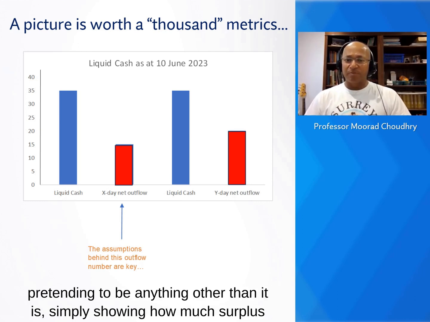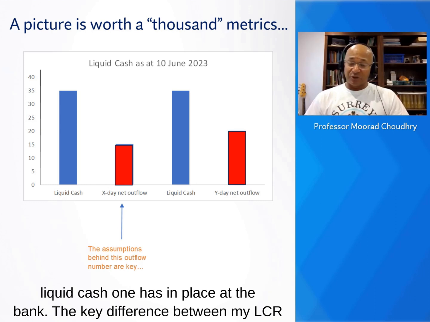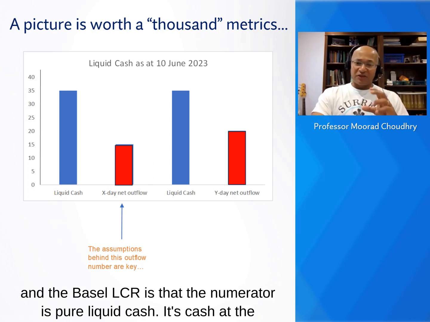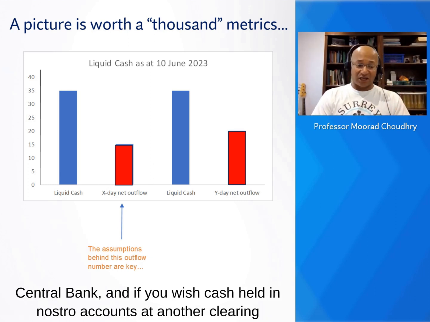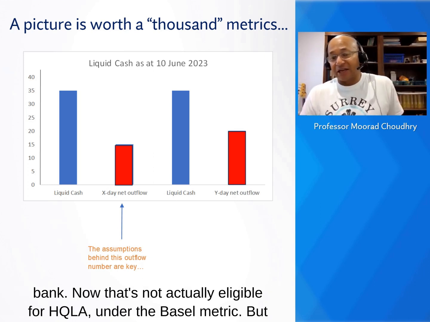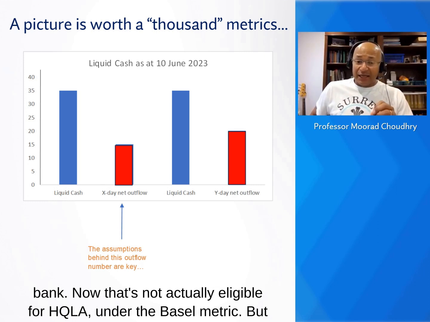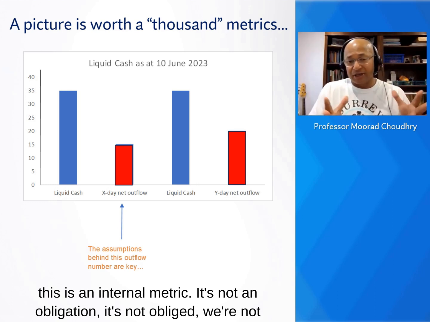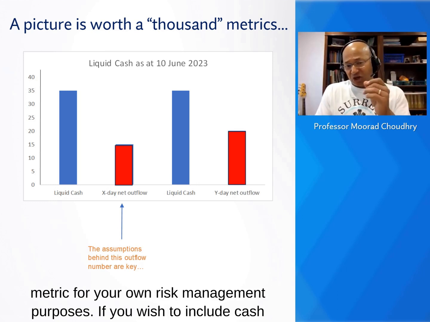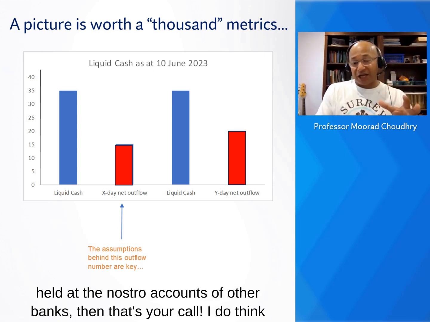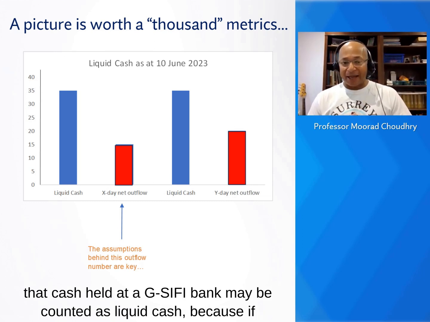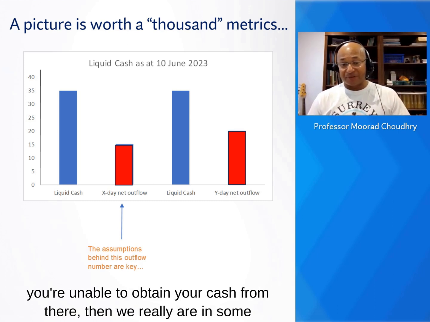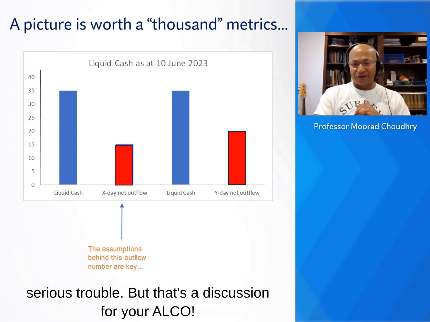It's not particularly complex. It's not pretending to be anything other than it is, simply showing how much surplus liquid cash one has in place at the bank. The key difference between my LCR and the Basel LCR is that the numerator is pure liquid cash. It's cash at the central bank. If you wish, cash held in Nostro accounts at another clearing bank. Now, that's not actually eligible for HQLA under the Basel metric, but this is an internal metric. We're not obliged to report it. It's not a regulatory requirement. It's an internal metric for your own risk management purposes. If you wish to include cash held at the Nostro accounts of other banks, then that's your call. I do think that cash held at a GSIFI bank may be counted as liquid cash, because if you're unable to obtain your cash from there, then we really are in some serious trouble. But that's a discussion for your ALCO.